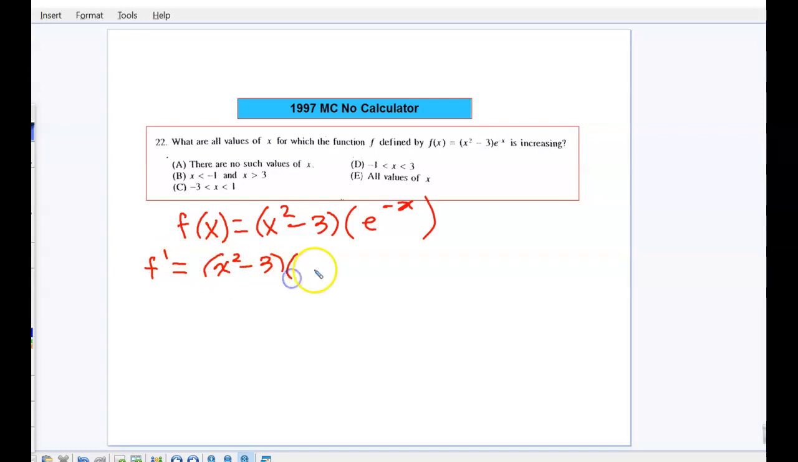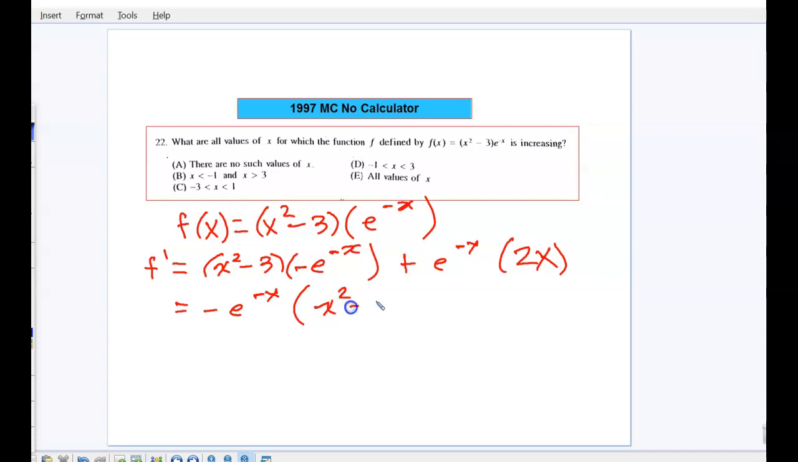So it's the first function times the derivative of the second, which is itself times the derivative of the exponent, which is -1, plus the second function times the derivative of the first. Now if I factor out negative e to the negative x, I'm going to be left with x squared minus 3. This will change to minus times 2x will be minus 2x. I'm left with negative e to negative x times x squared minus 2x minus 3, which factors into x minus 3 and x plus 1.